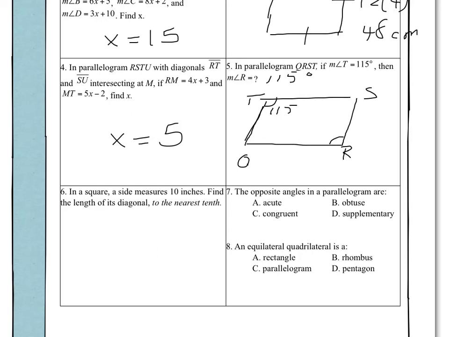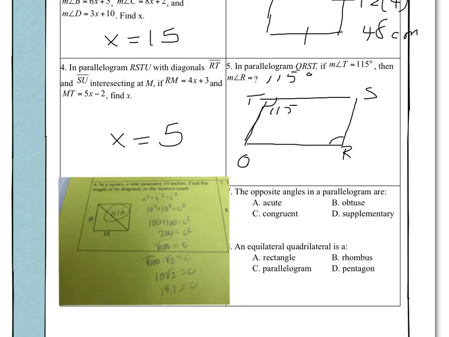Question number 6. In a square, a side measures 10 inches. Find the length of its diagonal. Clearly, we need to draw on the picture. Here is the square. This side is 10. This side is 10. We want to use the Pythagorean theorem here. When we substitute in for a and for b, we're going to get 200 equals c squared. c equals the square root of 200. And here's where we simplify. We simplify this to radical 100 times radical 2, which simplifies to 10 times radical 2. You can leave it at this step, or you can simplify it to approximately 14.1.